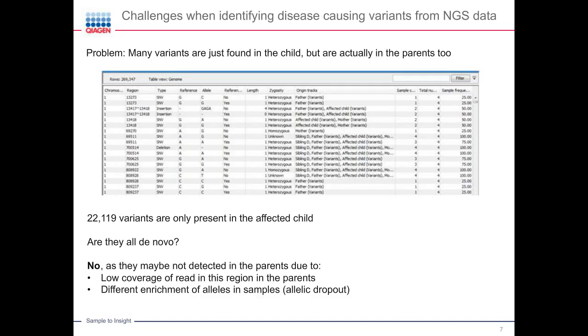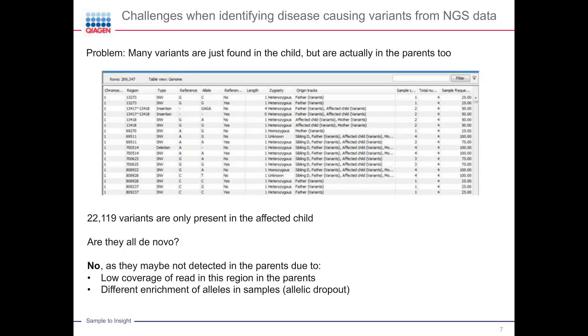So why are there so many of them? They're almost all false positives, and that is because you have changing read coverage in the samples. You could, for example, have a very high coverage in one of the parents, but a very low one in the child, or the other way around. It could also be, and that is actually pretty unknown to many people, that one of the alleles is not very well enriched in one of the samples.